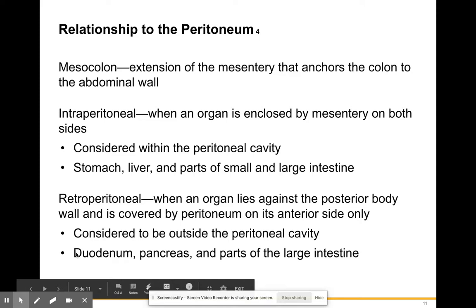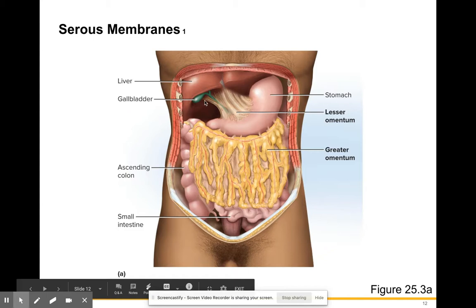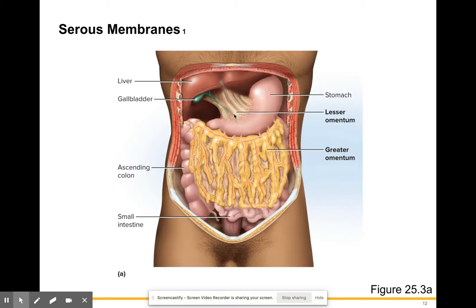Okay, let's go forward one more time. Take a look at this picture and then we'll go back a slide. Here is the lesser omentum, and this lesser omentum is going to connect the lesser curvature of the stomach. That's this curvature right here. The greater curvature of the stomach is the other curvature on the outside of the stomach, because it's bigger, right? This curvature is lesser. And it connects that to the liver.